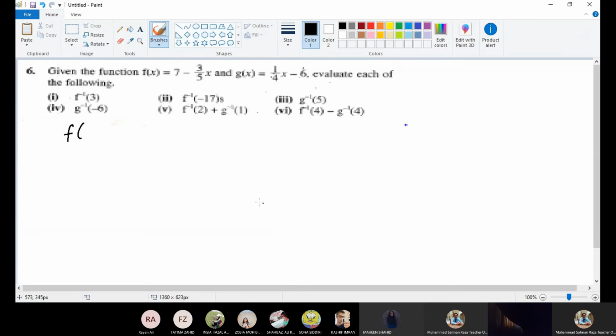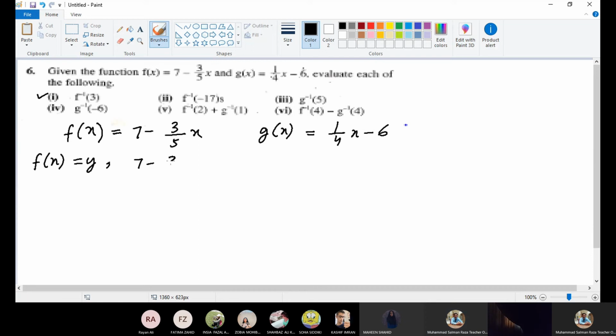Now, the question is f of x is equal to 7 minus 3 upon 5x, and g of x is 1 upon 4x minus 6. If we take the first question, f inverse of 3, for that we'll make this function the inverse first. The very first step is f of x is equal to y, and then 7 minus 3 over 5x is equal to y as well.